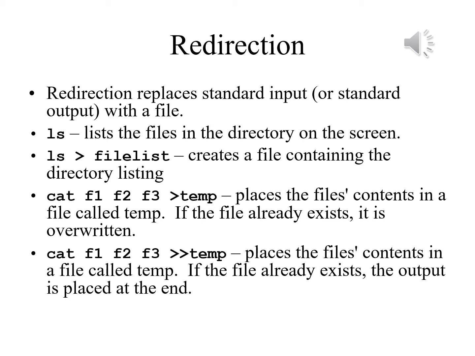If I want this output to appear at the end of the earlier file with a given name, I use >>. That will place the standard output at the end of the pre-existing file. If the file doesn't exist, it will create a new file with the standard output redirected to it.